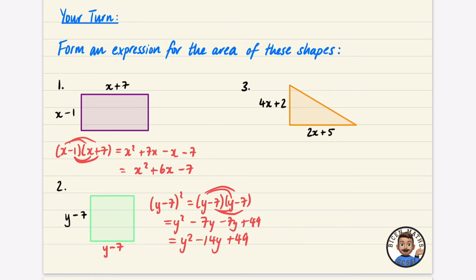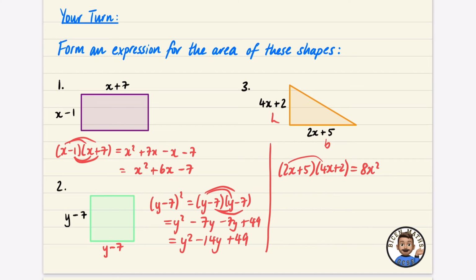Okay, let's have a look at this one here. We're going to expand the brackets. I'll do the base and the height. Let's times them, and then afterwards I'll divide it by 2. So I'm going to do my 2x + 5 and my 4x + 2. You can do the divide by 2 at any point really, but I'm going to do it afterwards. So I get my 8x squared. Don't know why I've put a plus, should have said an equals.